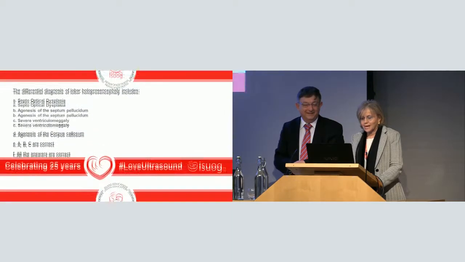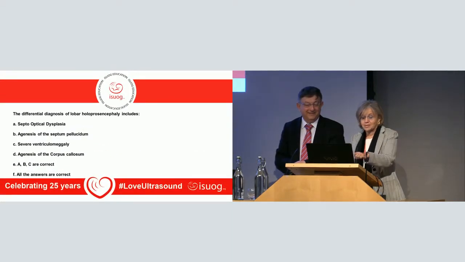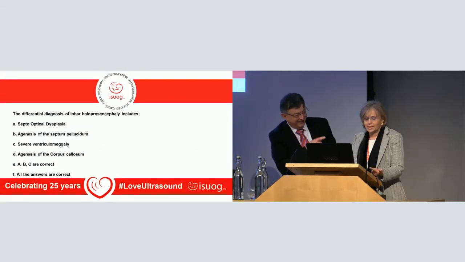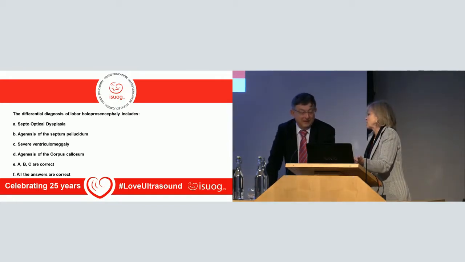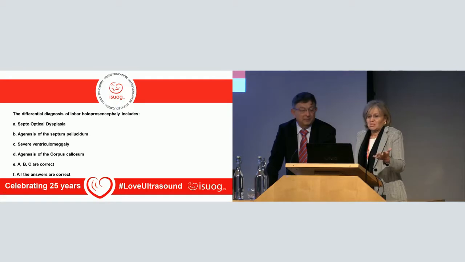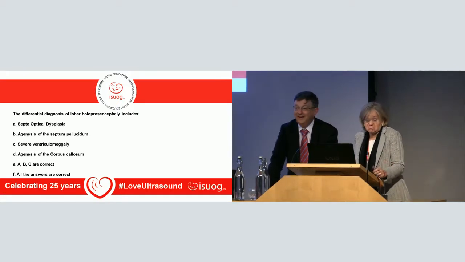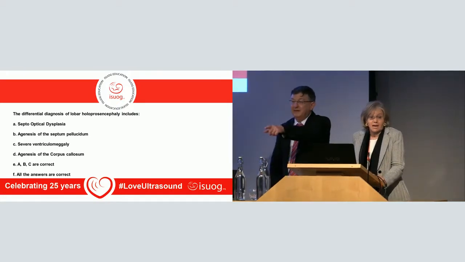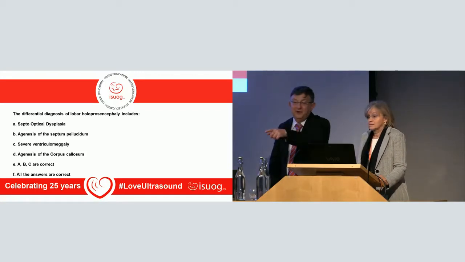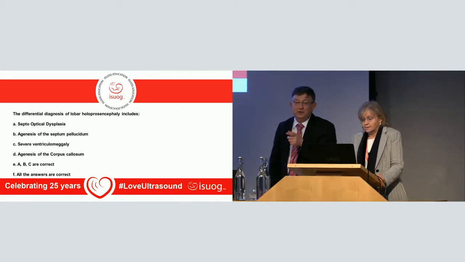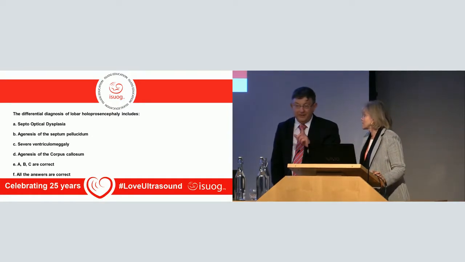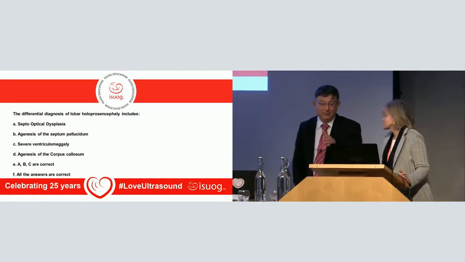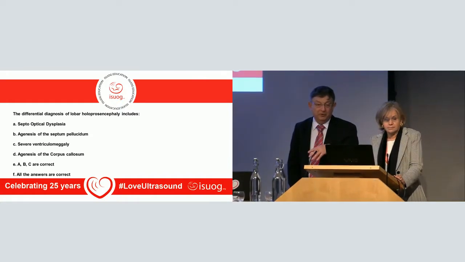So the correct answer is E, which means that these three conditions, septo-optic dysplasia, agenesis of the septum pellucidum, but severe ventriculomegaly, it's again because she's not here. We have now a case. If you have disruption, you should have rupture, you should have disruption of the septum with severe ventriculomegaly. It'll be quite difficult.